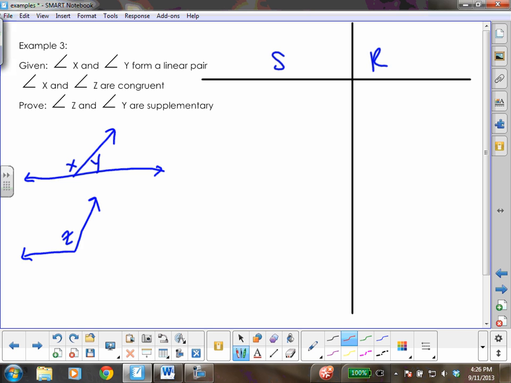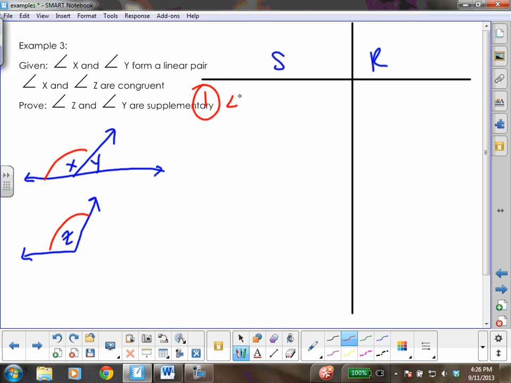So if angle x and angle z have the same measure, and angle x and angle y are supplementary, or are a linear pair, it means they add up to be 180. So that means that angle z also has to be supplementary with angle y. So I kind of have the logic behind this. So now I want to prove it.